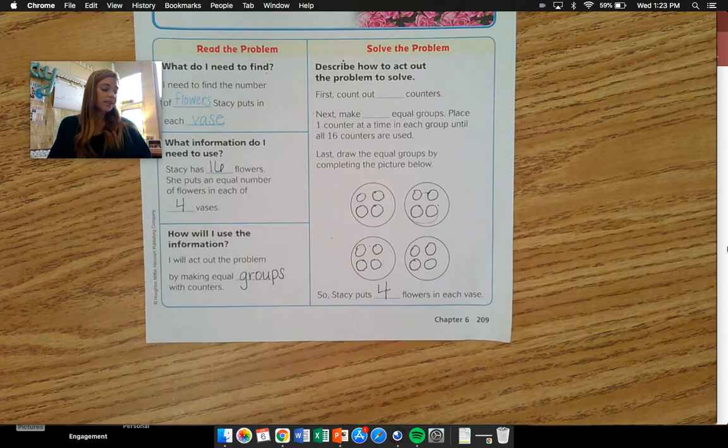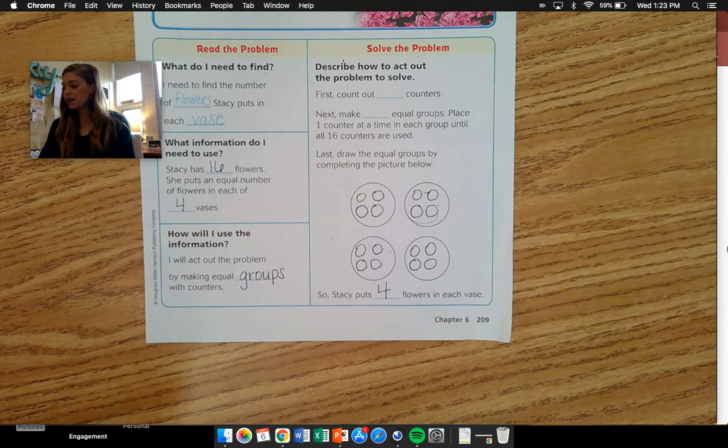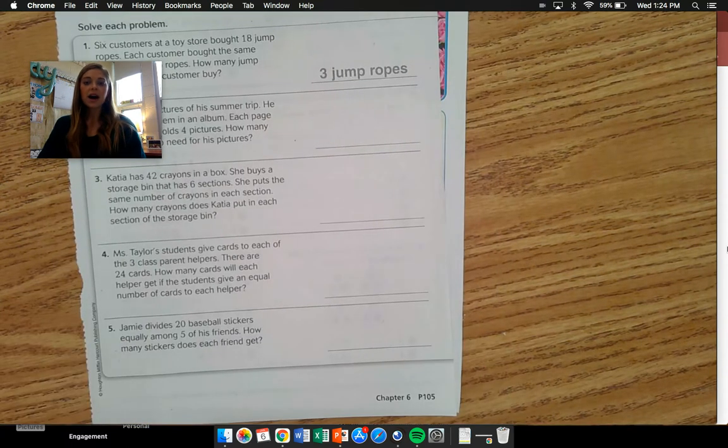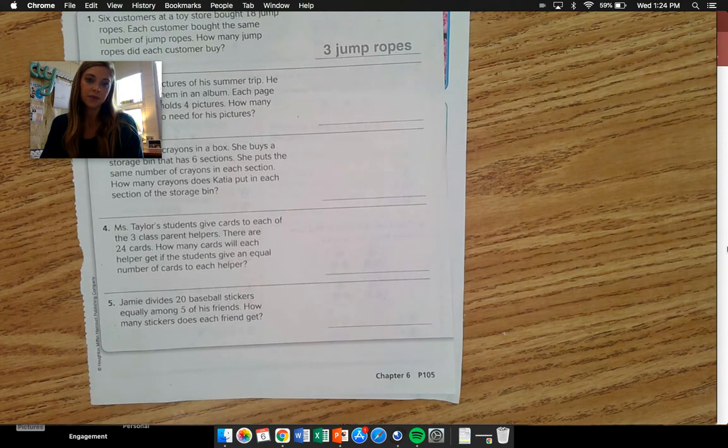Okay, so now we're going to do some more problems. This is going to require you to go get your little math workbook and turn to page P105. I don't just want you to go get that. I also want you to do 15 burpees and 5 push-ups, along with getting your little math workbook and turning to this page. Ready, set, go.